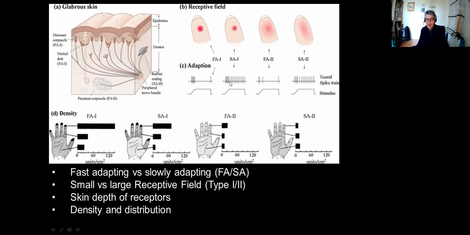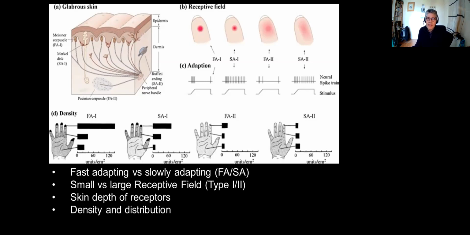The slowly adapting units respond during steady indentation. They still adapt because they respond more when the indentation is changing than when the indentation is constant, but they at least do respond when the indentation is constant. So that's what FA and SA refer to.